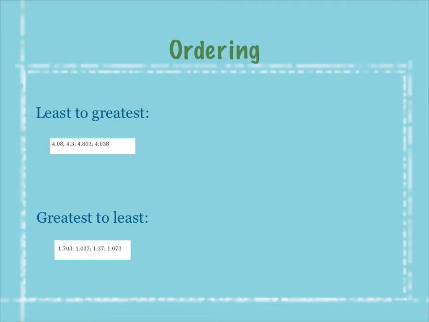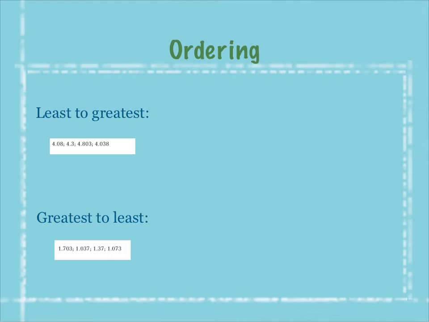All right, so another really important skill to be able to do is to order the numbers. So basically, you're comparing the numbers, but then we are going to take it a step further by ordering it either from least to greatest or greatest to least. So let's start with this first one here. We have 4 and 8 hundredths, 4 and 3 tenths, 4 and 803 thousandths, and then 4 and 38 thousandths. So the first one, let's do together.